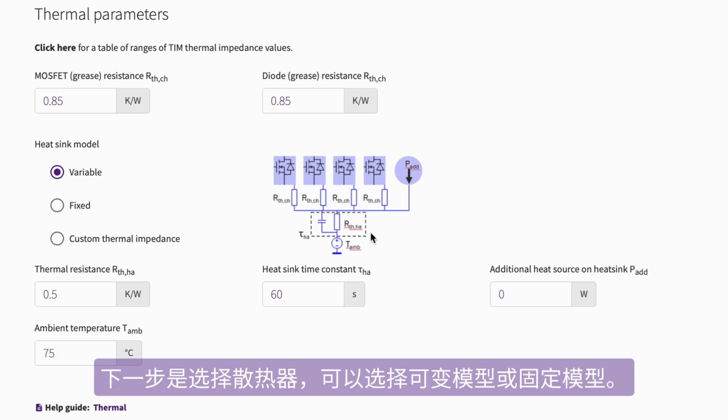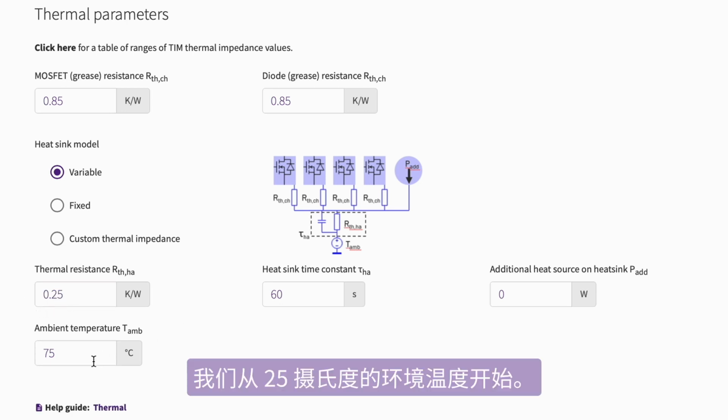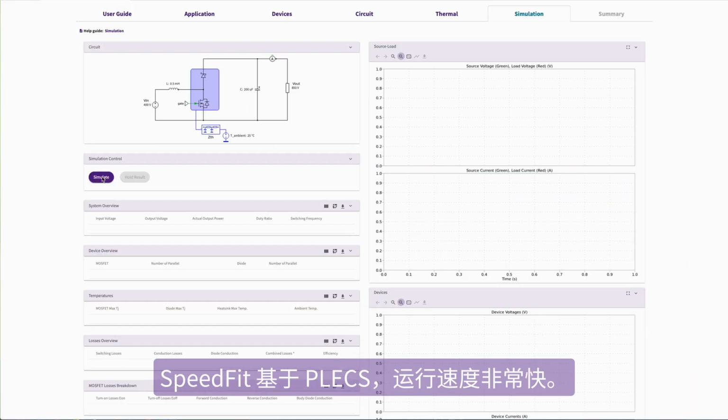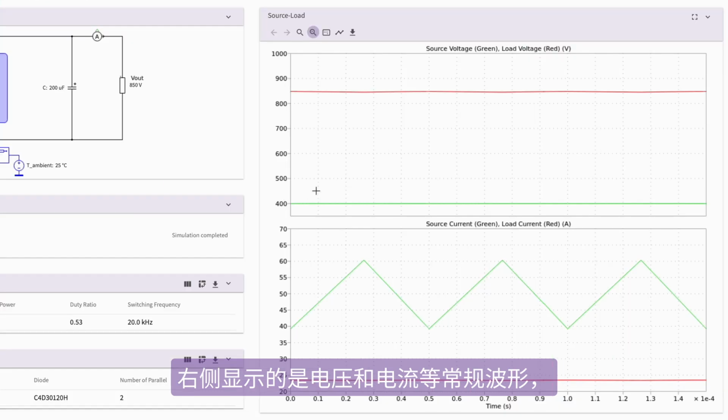The next step is to choose the heat sink, whether we use a variable or fixed model. Here I'm using a variable model, and I'm choosing the thermal resistance 0.25. We start with an ambient temperature of 25 degrees C. The SpeedFit is based on Plexim and it runs very fast. It shows some typical waveforms such as voltage and current on the right side.